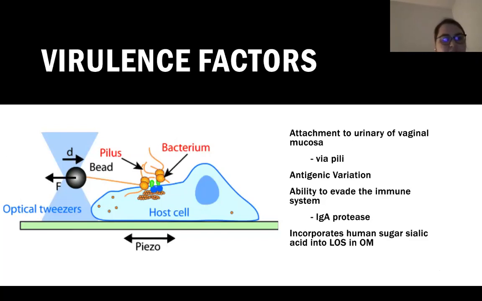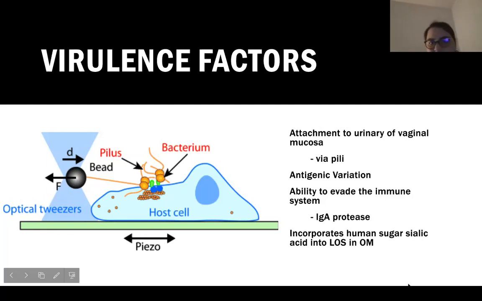The third one is the ability to evade the immune system. It happens through the IgA protease, which is present in the mucosal surface of the GU tract. IgA protease transpires when the host bacteria releases a protease to digest S-IgA. And the fourth one incorporates human sialic acid into LOS and OM. In serum-resistant strains, the LOS will suppress the activation of the complement, which is the ability to stop the infection. People who have a C6 to a C9 deficiency have an increased risk.